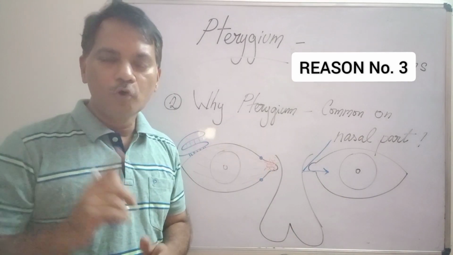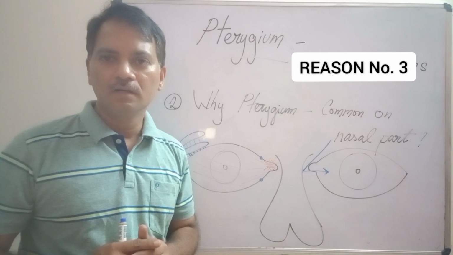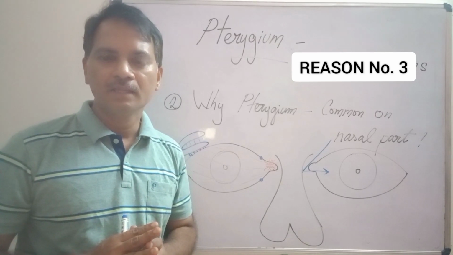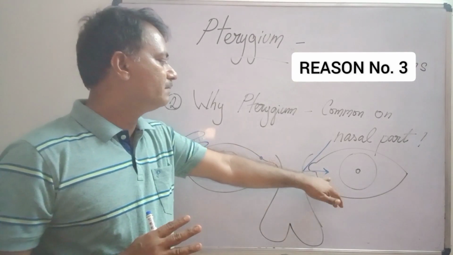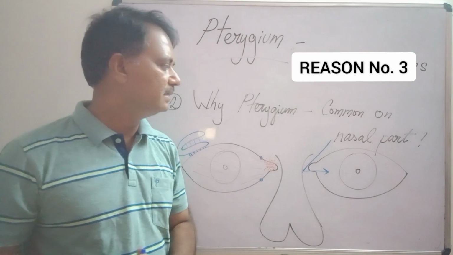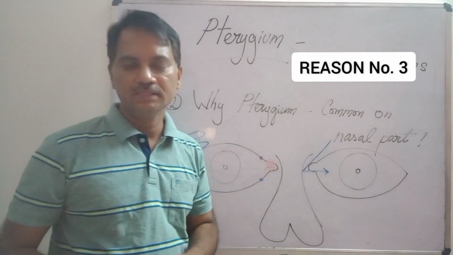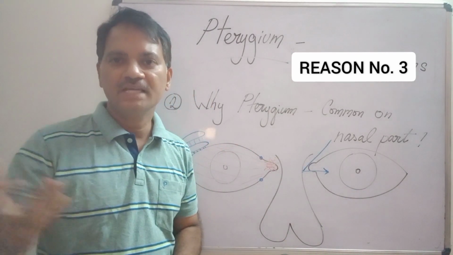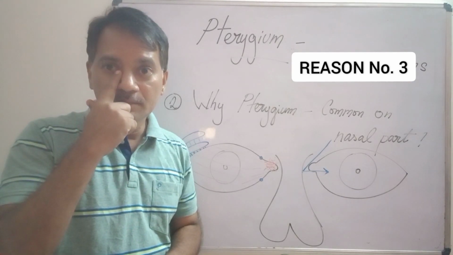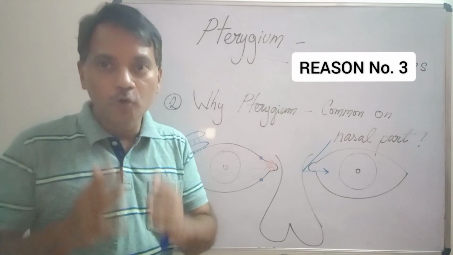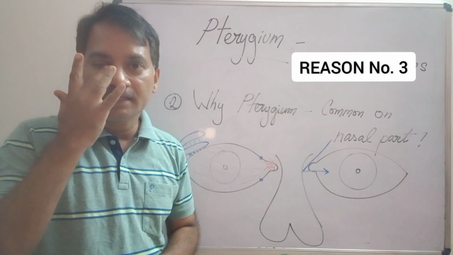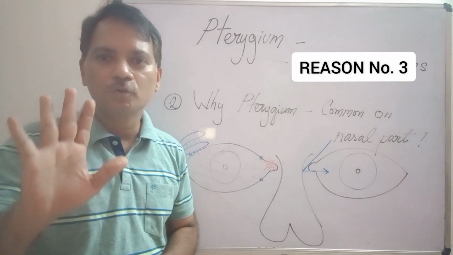The third commonest reason for development of pterygium on the nasal aspect is because the nasal bulbar conjunctiva is hotter than the temporal bulbar conjunctiva. The person is exposed to dry heat because the nasal bulbar conjunctiva is in an enclosed portion. The heat is concentrated on that area. It does not easily get cooled down.